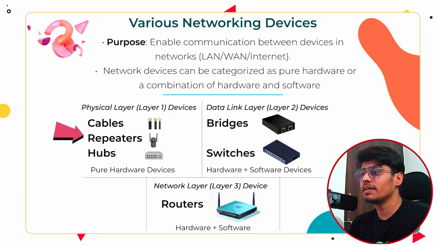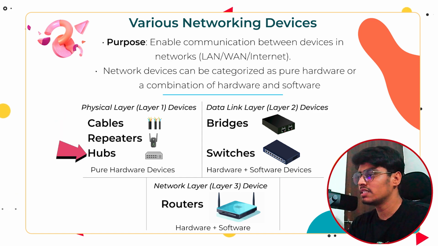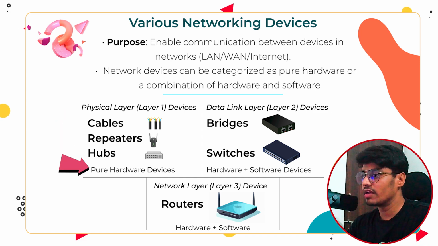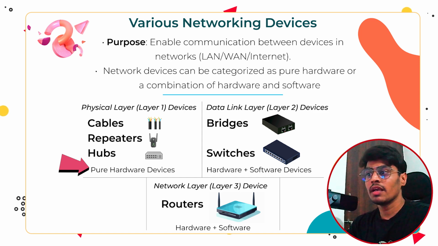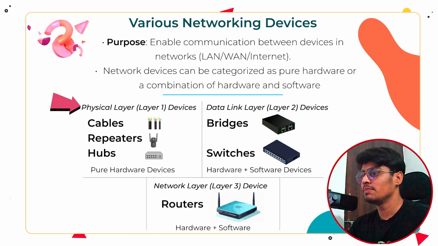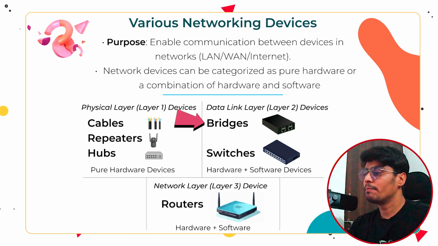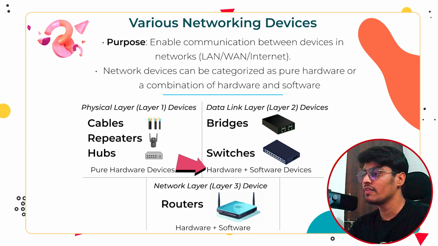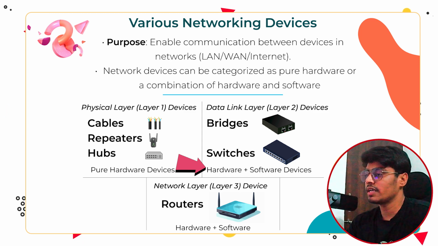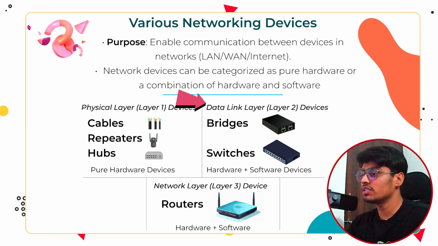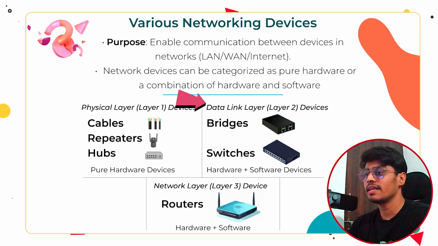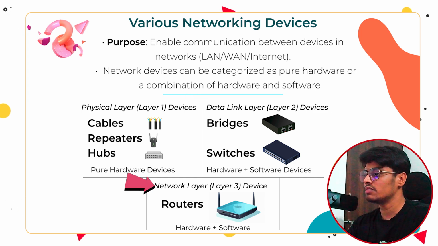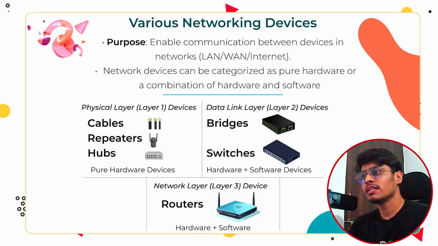Cable, repeater, and hub. These three devices are pure hardware, meaning no software works in them, and these are layer 1 devices, meaning they work in the physical layer. Bridges, switches, and routers are very important devices, and they have hardware and software both. Because they have software working in them, their price will obviously be high. Bridges and switches are layer 2 devices and router is a layer 3 device, meaning bridges and switches work in the data link layer and router is in the network layer.